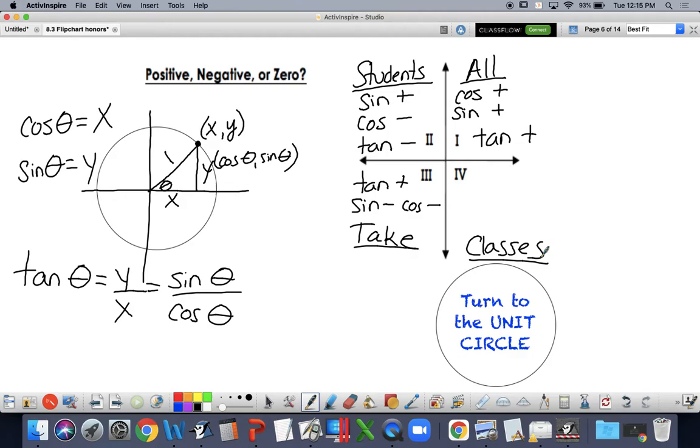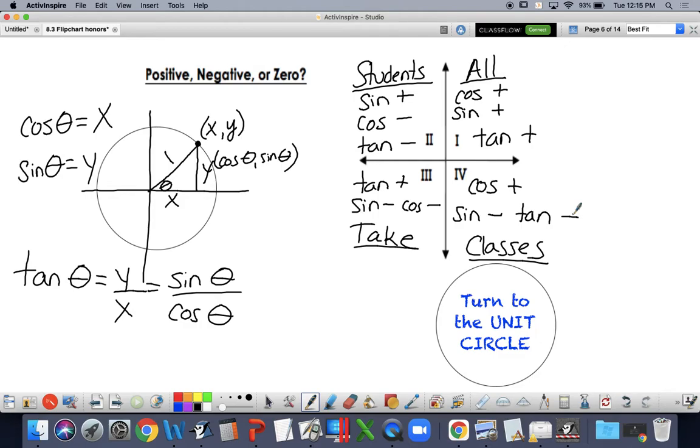Or you can come up with your own acronym, right? There's lots of different ones out there. It's really ASTC. So in this quadrant, cosine is positive, sine is negative, tangent is negative. The reason being, in this quadrant down here, my x value is positive, so therefore my cosine value is positive, but my sine is going to be negative. That's what we saw with the previous example.